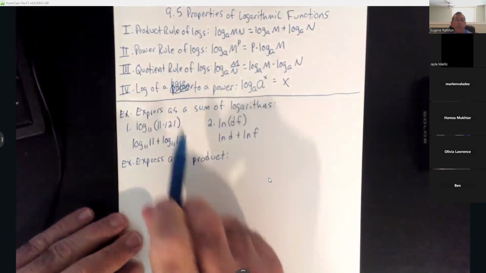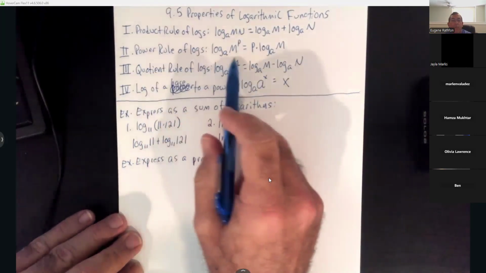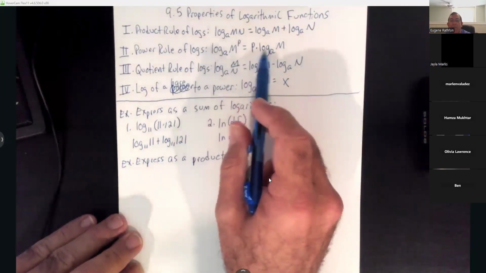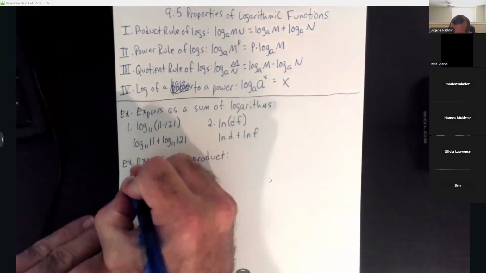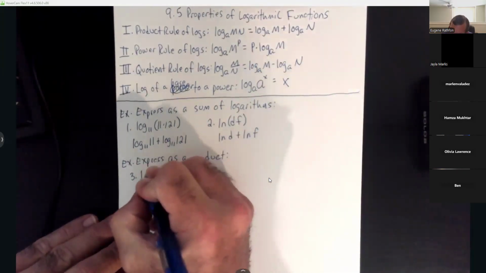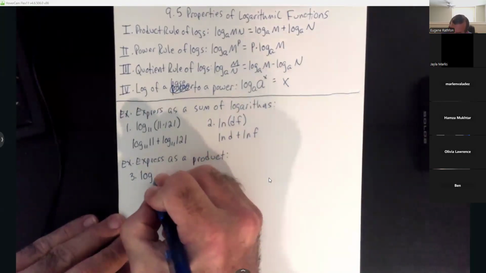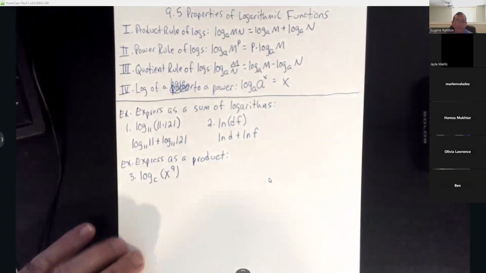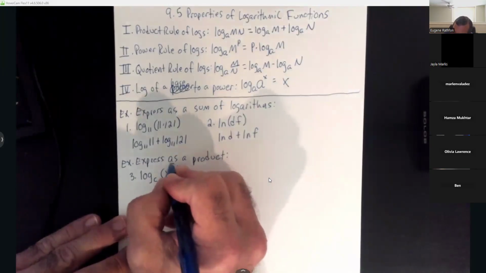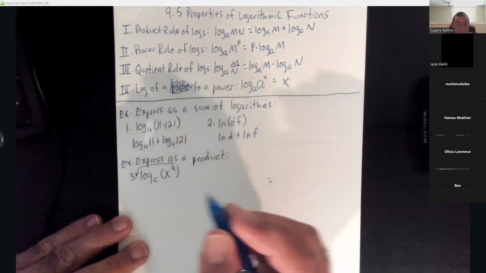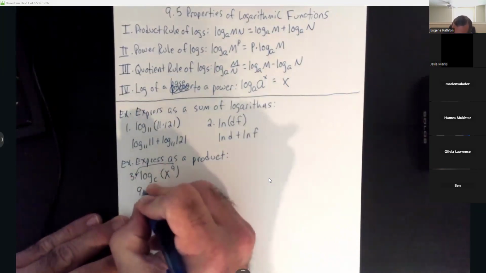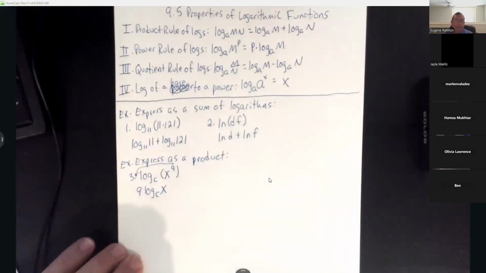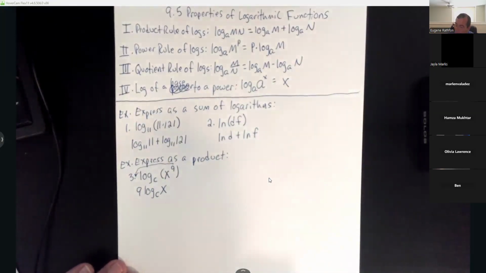So since they want me to express as a product, we're going to be doing the power rule of logs. We bring down the exponent and rewrite it as a product. On number 3, I got log base c of x to the 9th. Now, y'all, what we got to do is bring this exponent down to the front, and this will be 9 times log base c of x. So that's all there is.